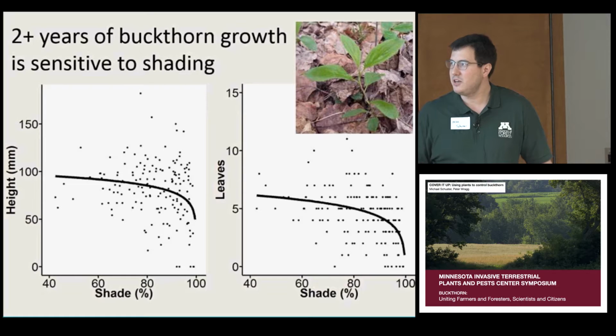And you can see in both cases, initially buckthorn is relatively insensitive to shading. There's a long stretch of the gradient here where height doesn't decrease, number of leaves doesn't decrease, but suddenly when we hit about 95% shading in either case, we see buckthorn mass start to plummet. And that's encouraging. That means that, yes, there is some threshold here where buckthorn performance is reduced at least.